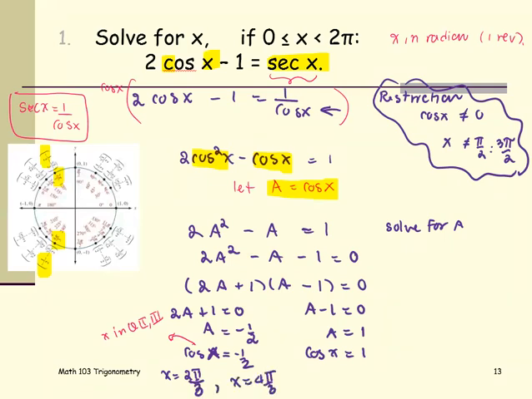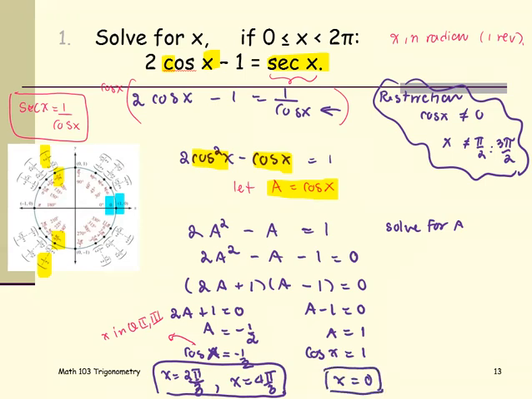And check with the restriction. Yes, these two angles are not pi over 2 or 3 pi over 2, so we keep these two solutions. And now for the second one, cosine x equals 1. The first coordinate equals 1 at 0 radian. So the answer for this is x equals 0.